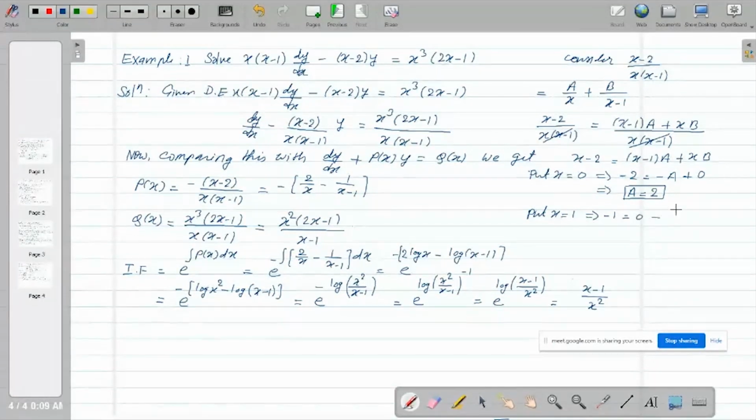And plus 1 b. So b equal to what? So b equal to minus 1. B equal to minus 1. Now substitute the value of a and b here. So you will get 2 by x, this one, and minus of 1 by x minus 1.